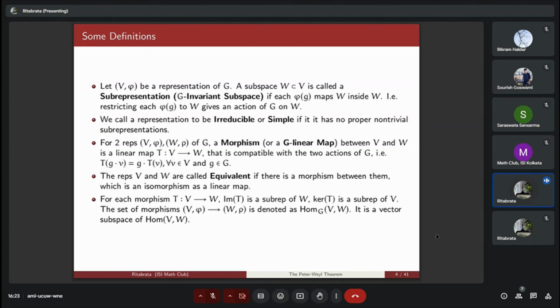Similarly, for each morphism, the image and kernel are all sub-representations of the codomain and domain respectively. In fact, all G-linear maps from V to W for two representations also form a sub-representation of Hom(V, W). So with these definitions, let's see what more we can do with this.